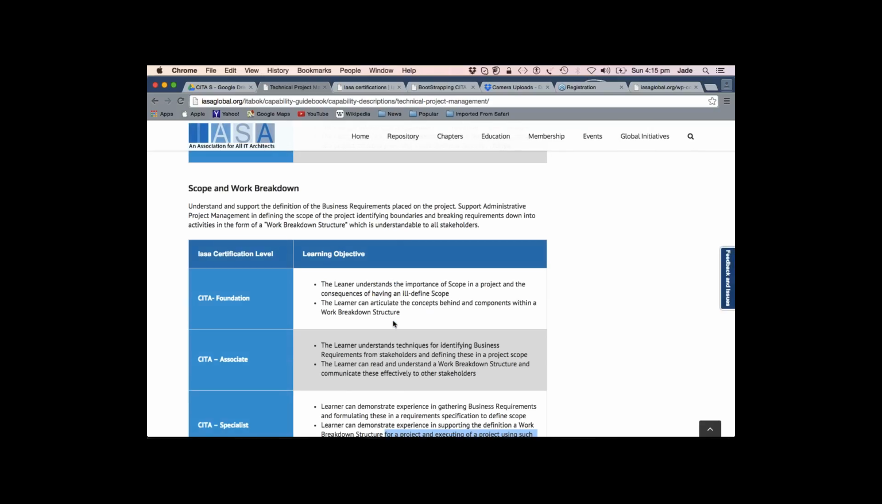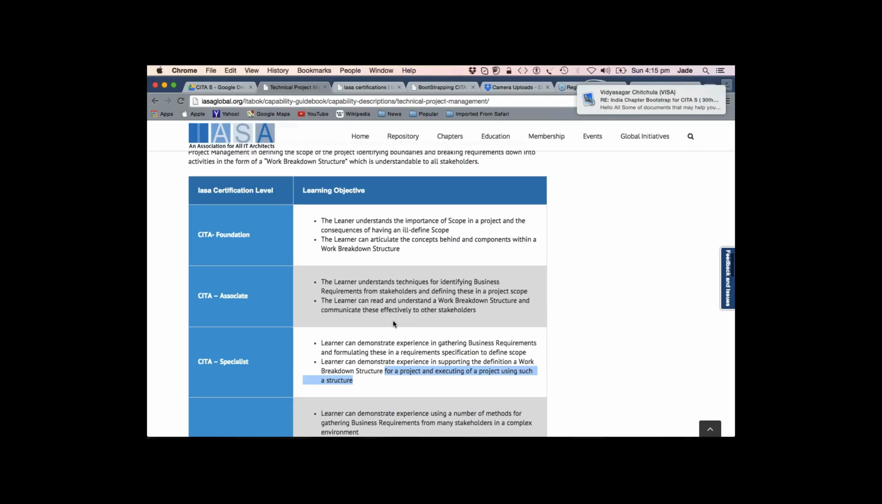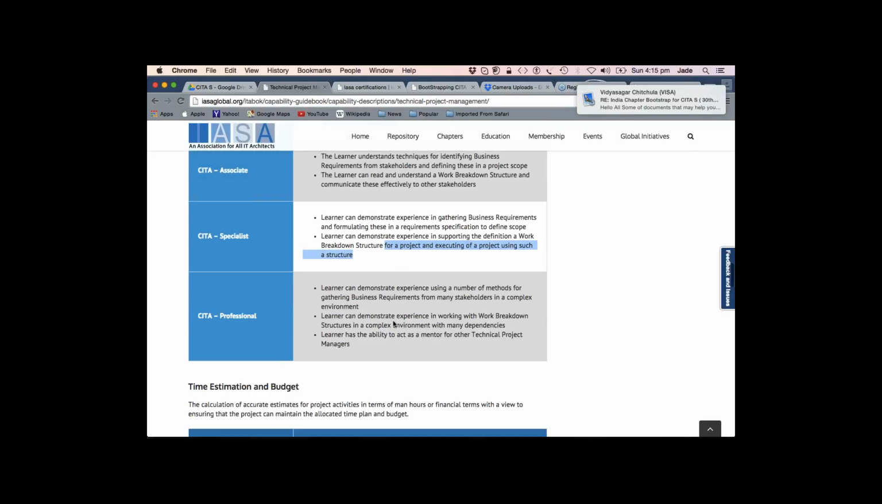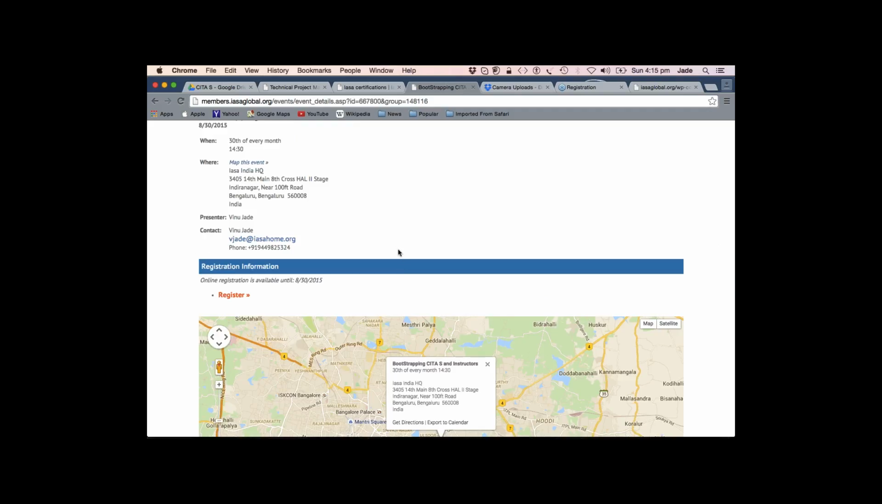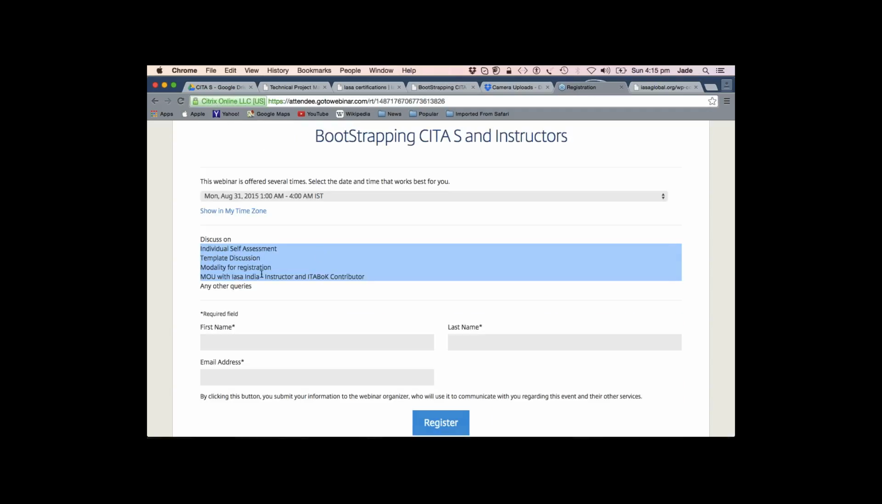Right now, we are going with the present ITABOC, and you will get added help to update yourself with the new capabilities, and that is why you need to bootstrap and be a part of, let us say, being an ITABOC contributor in one or two of the sub capabilities. I hope I was able to communicate this. Any questions here, please?